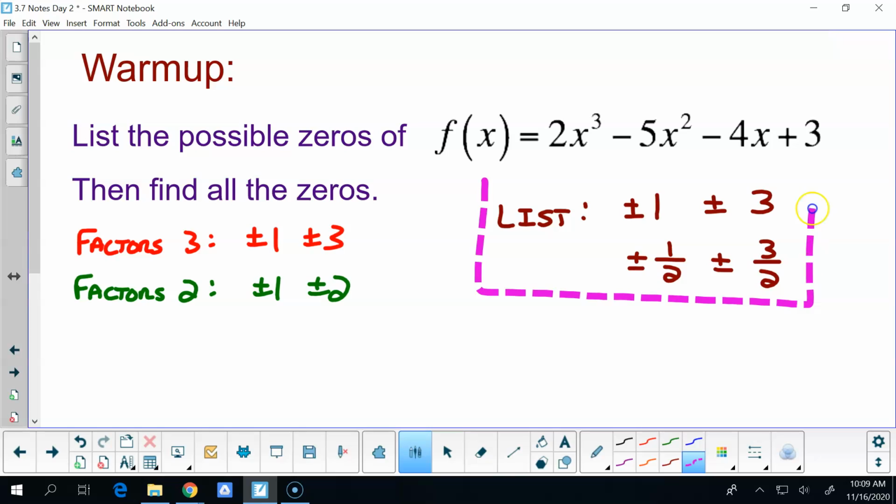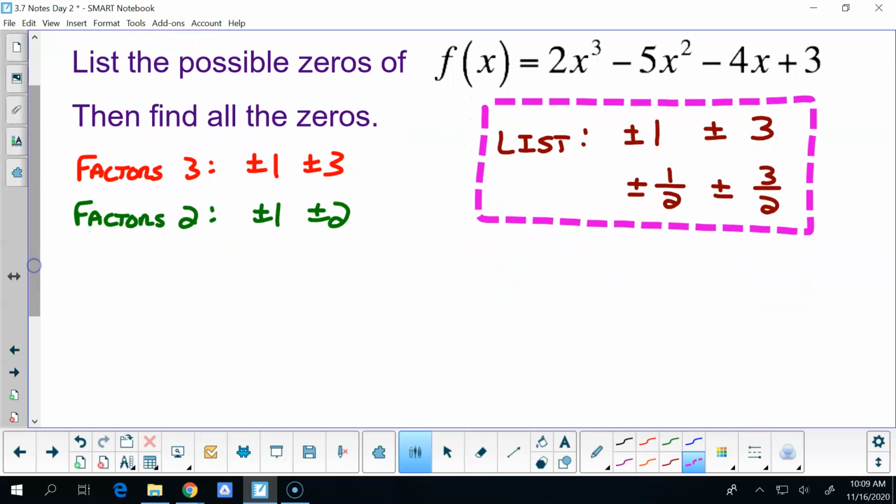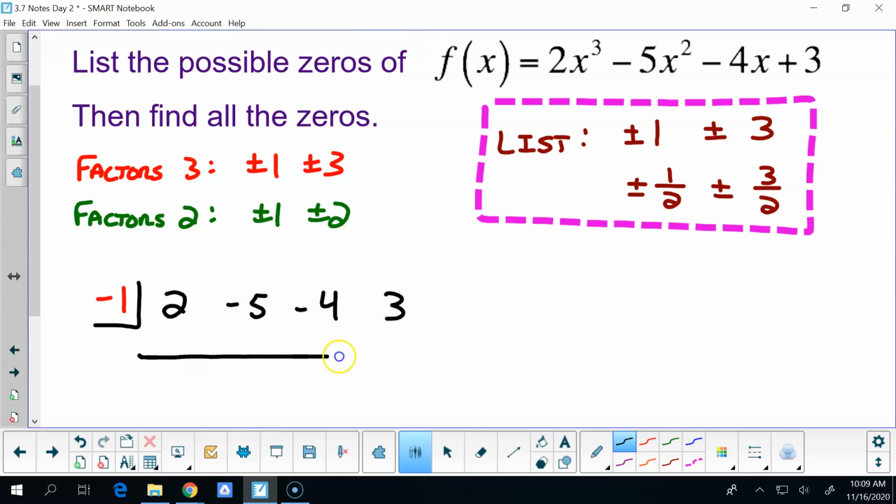Okay? From that list, did anybody find one that worked? What do you got, Dave? -1. All right, so let's do -1, she says. So it's 2, -5, -4, and 3. Then 2, -2, -7, 7, 3, -3, and 0. Yes, we got one there.